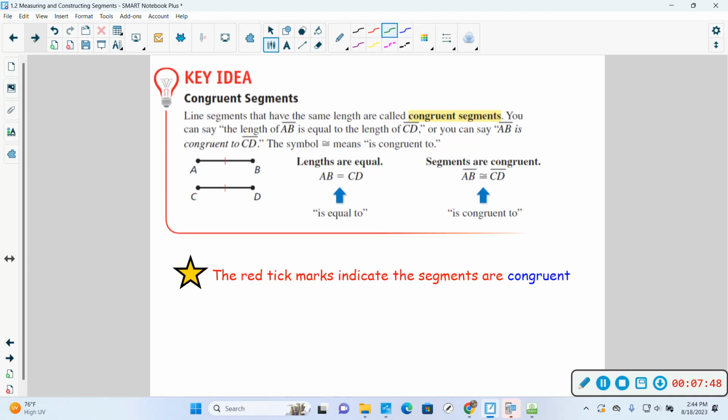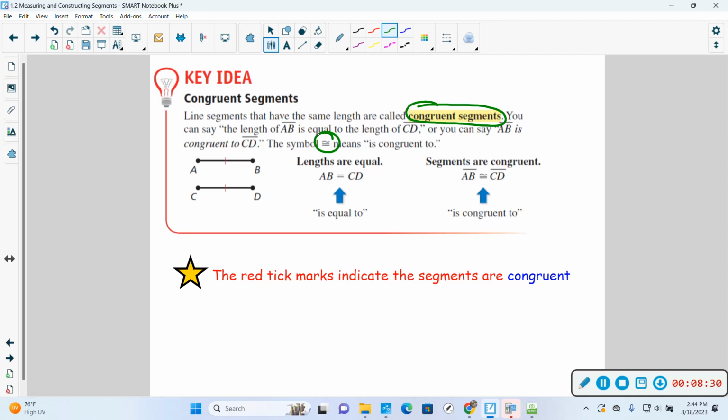Now, flip it. I know, you're shocked. There's more vocabulary and, of course, more symbols. Okay, so the only thing you have to fill in on this, of course, is the highlighted part here. Line segments that have the same length are called congruent segments. You're going to see congruent marks a lot in this class. You can say the length of segment AB is equal to the length of segment CD. You can say segment AB is congruent to segment CD. And you can see this little symbol here, little guy. It's got the squiggly above the equal. That's the congruency symbol.